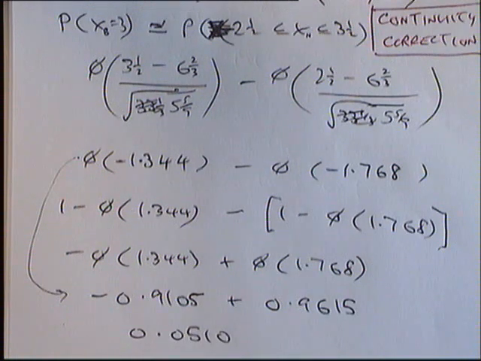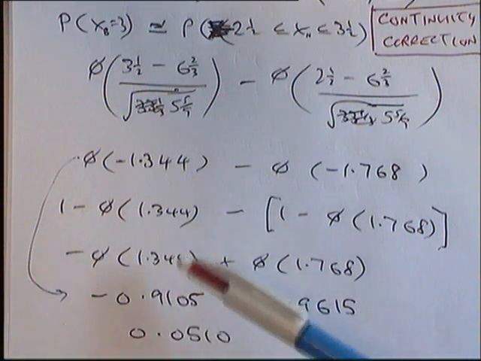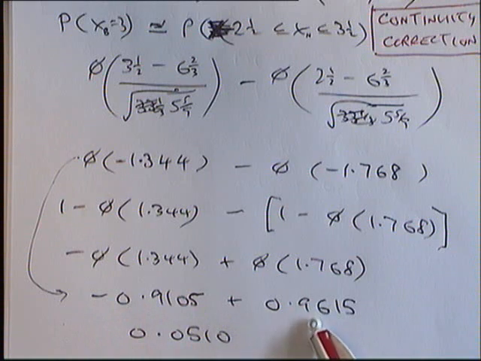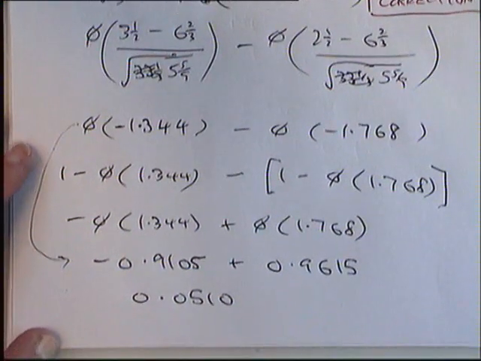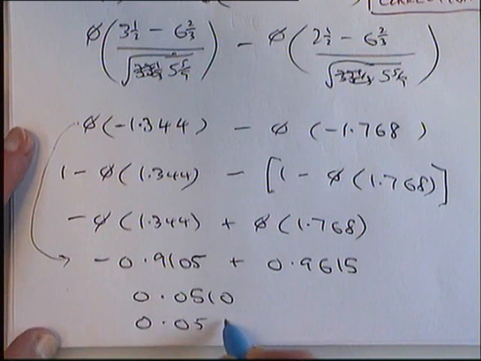If you've used the graphics calculator, you can go straight from this line, or even this line here, down to the answer. If you've done it with the tables, these are the values you should get. That's what I got from the tables, 0.510. Emily, if you've done it all on a calculator, what was your final answer? 0.050944.